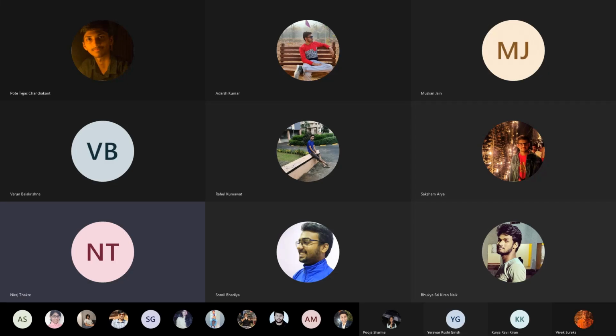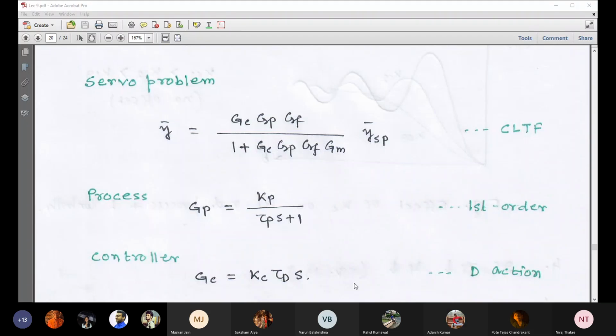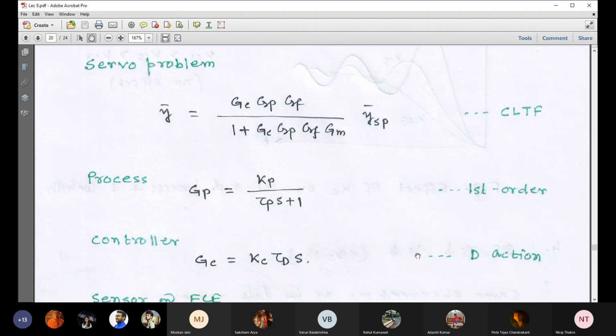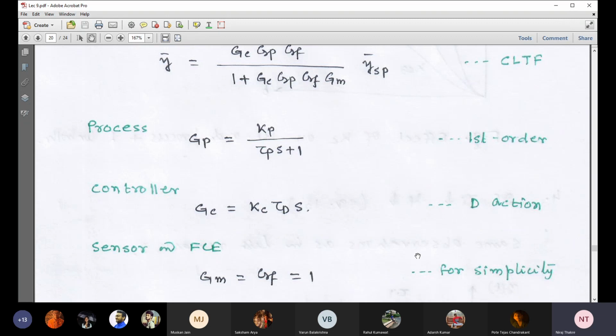This is the derivative action. And again, for simplicity, we are considering Gm equal to Gf equal to 1.